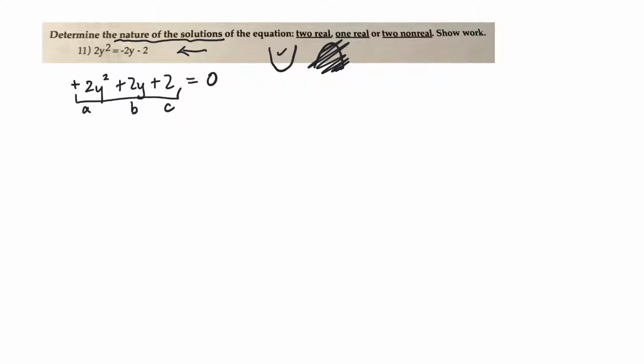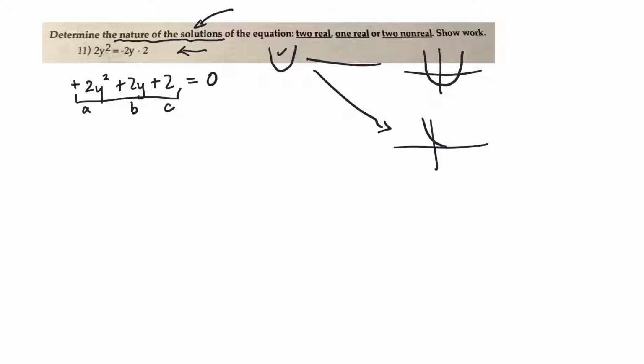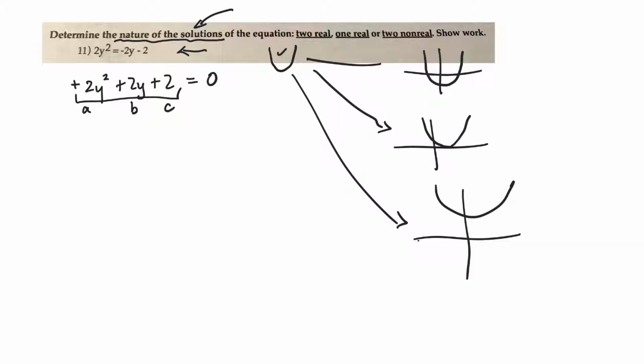And then your nature of the solutions are these three. So I can have this graph and get rid of this. And it can look like this on a graph, or it can look like this, where it comes down and just touches and goes back, or it can look like this, where it doesn't cross the x-axis at all.